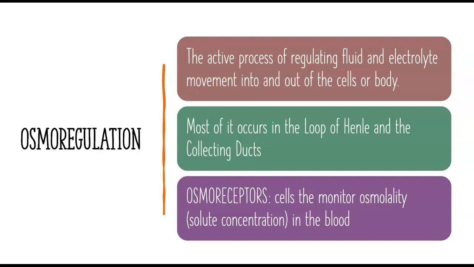But we have to be constantly monitoring how much fluid there is, and that is done by special receptors called osmoreceptors. These are specialized cells in the body that monitor the osmolality, so they're monitoring the solute concentration, like salt, in the blood. By monitoring the salt concentration, we can deduce how much water or fluid there is. If you have a high solute concentration, you're going to have a lower water concentration, and vice versa. If you have a high water concentration, that means you have fewer solutes or electrolytes floating in that water.